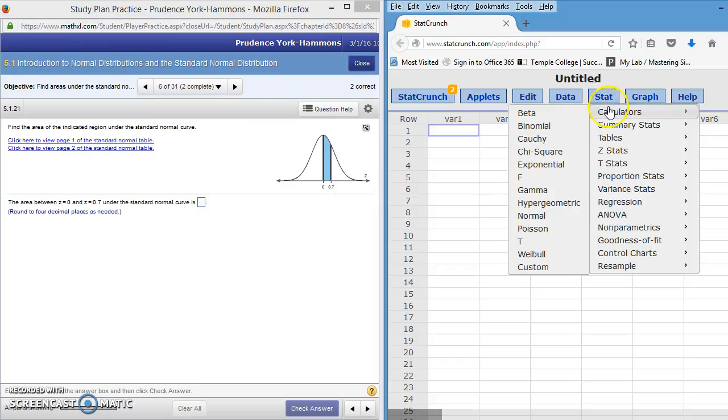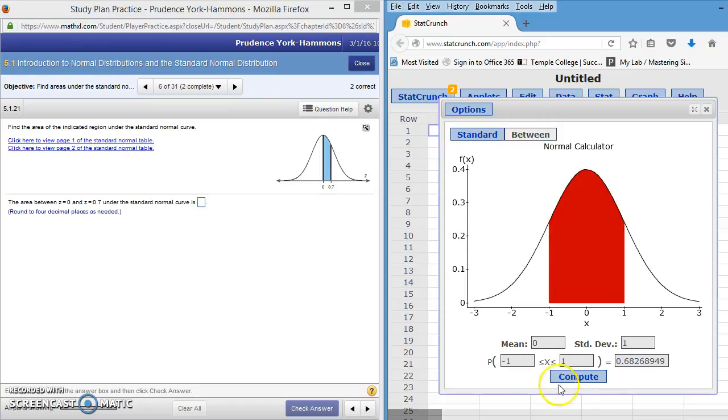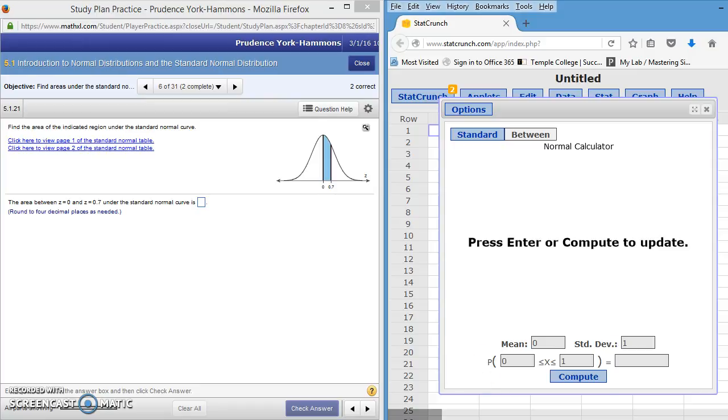Stat, Calculator, still a normal calculator. The mean is 0, the standard deviation is 1, but this time I don't want it less than or greater than, I want it between two values. So you have to come over here and click the between, and I want it between 0 and 0.7. Those are the two values that were the two z values that were given to me in the table.